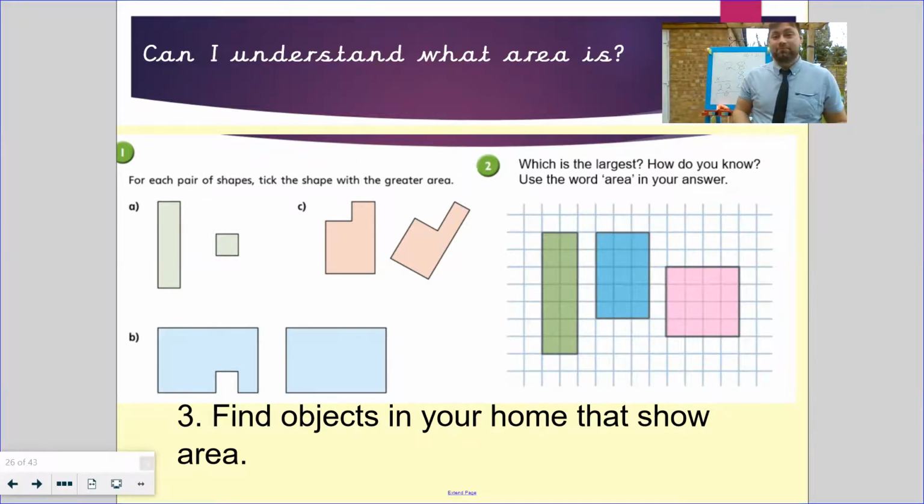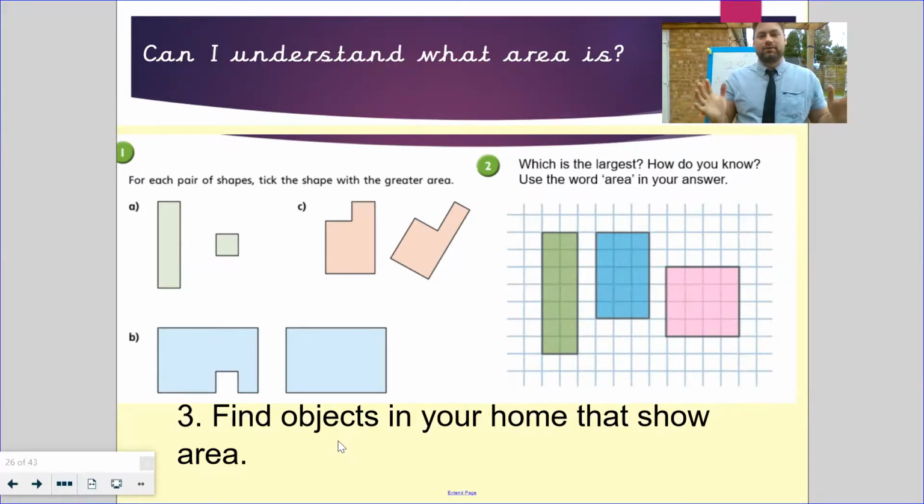I can't really give rewards out at the minute, but if you put it onto Tapestry, see how many you can get, and it'll be a little competition with each other. And then in our live lesson for tomorrow, I'll announce the winner of who found the most objects that have to do with area. Good luck. Pause the video. I'm then going to go through the answers with you very quickly.